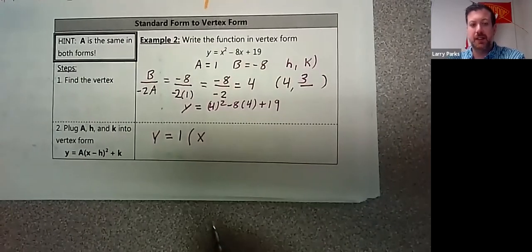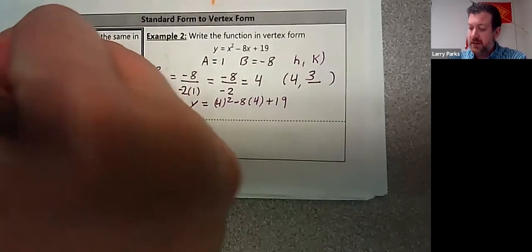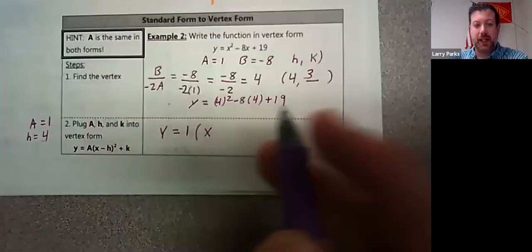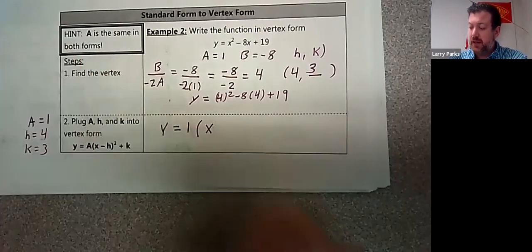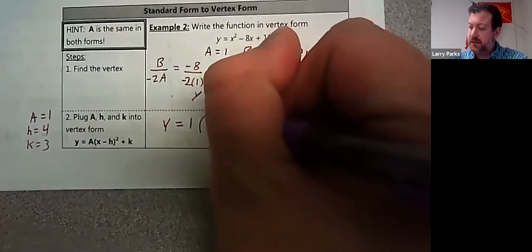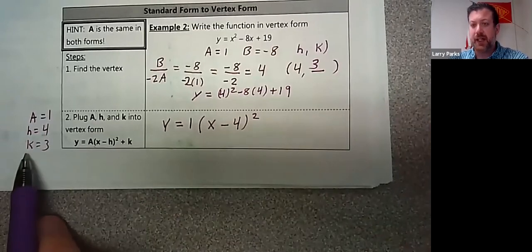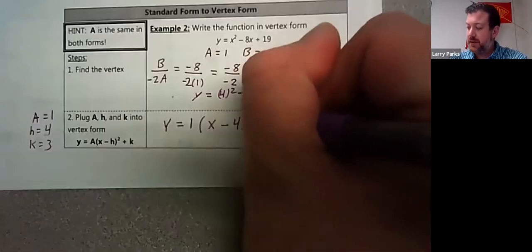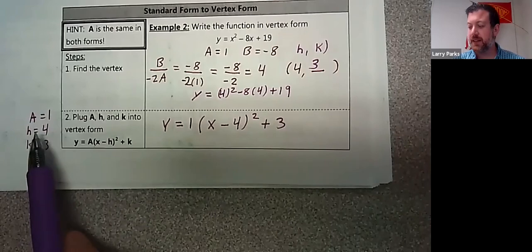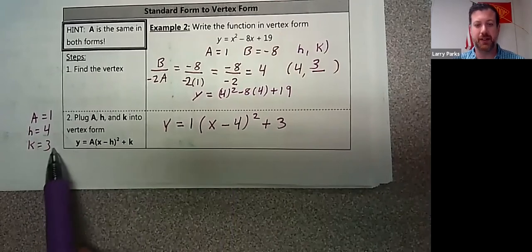So let's write down what we know. I know A is 1 because it's 1x squared. I know H is 4. And I know K is 3. So this is going to be X minus H, so minus 4 squared. And then plus your K, so it'll be plus 3. A lot of kids just memorize that it's the opposite of this, same as this. So if this is a 4, it's going to say X minus 4, and then you keep the value there.